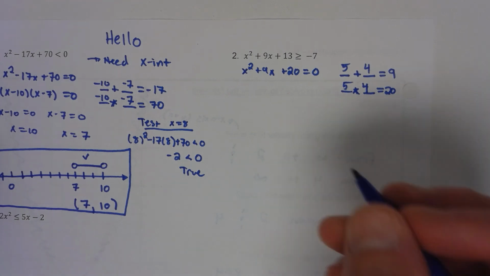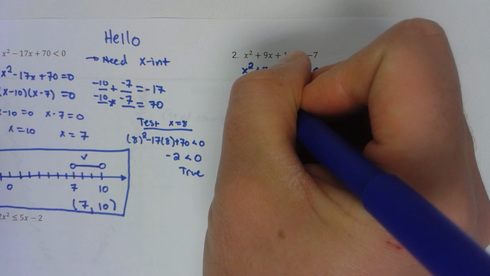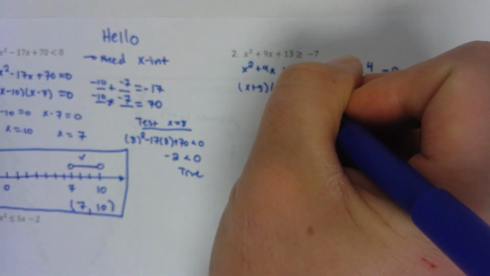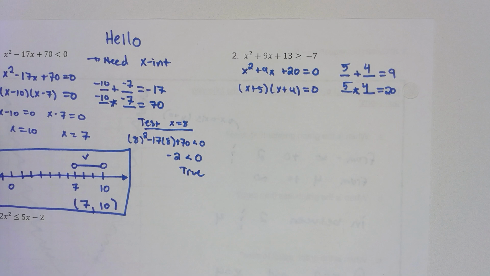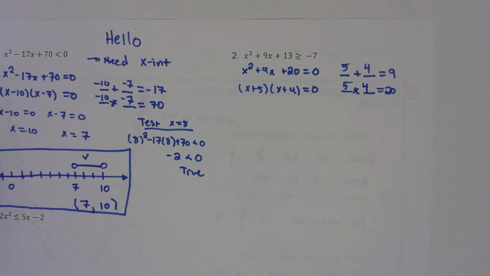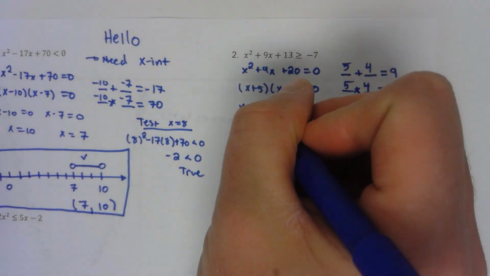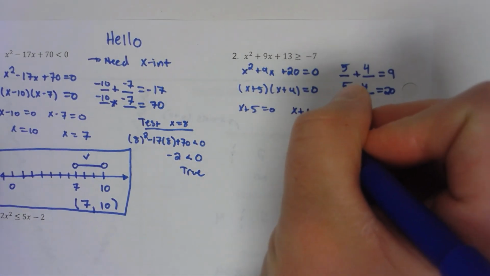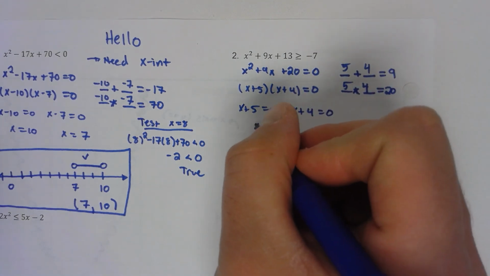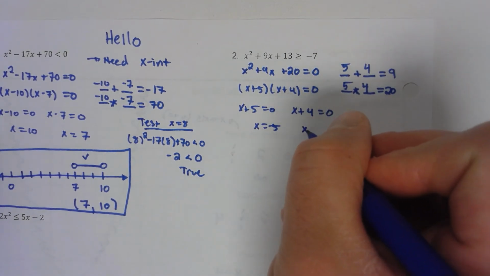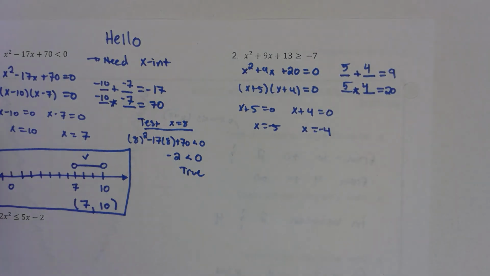And so this factors to be x plus 5 times x plus 4, and it's still equal to 0. Then I'm going to take each of these factors, set them equal to 0, and solve them separately, getting x equals negative 5 and x equals negative 4.